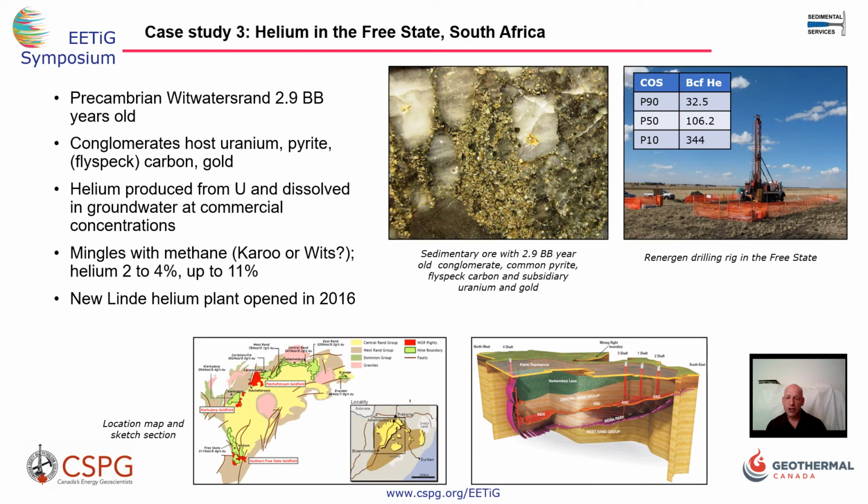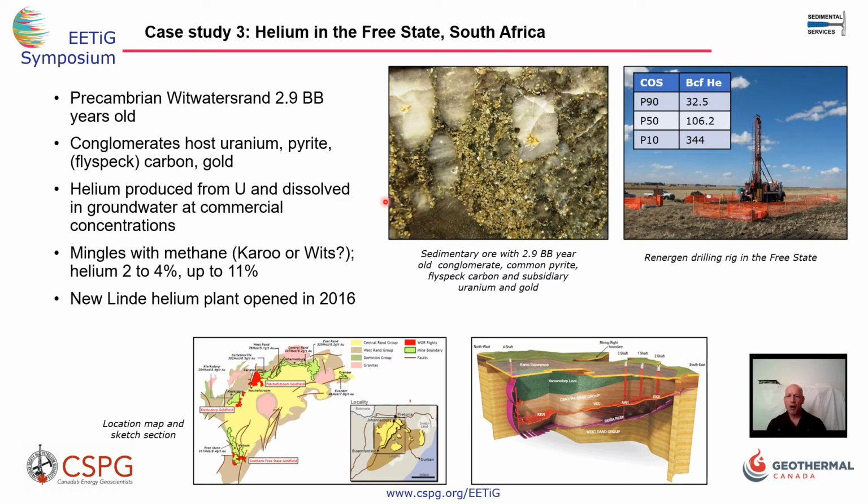Our third case study, which I mentioned earlier on in the talk, is helium from the Free State in South Africa. What we're seeing here are these Precambrian Witwatersrand deposits, these conglomerate deposits which are around 2.9 billion years in age. This is a section through one of these conglomerates, and what we see is the conglomerates are made up dominantly of quartzite pebbles, and the matrix is also quartzite, which is an excellent seal to retain any potential helium within these rocks. They also host minor amounts of uranium, pyrite, fly speck carbon, and gold. You can see there's a little gold grain here in this section, an individual gold grain there as well.